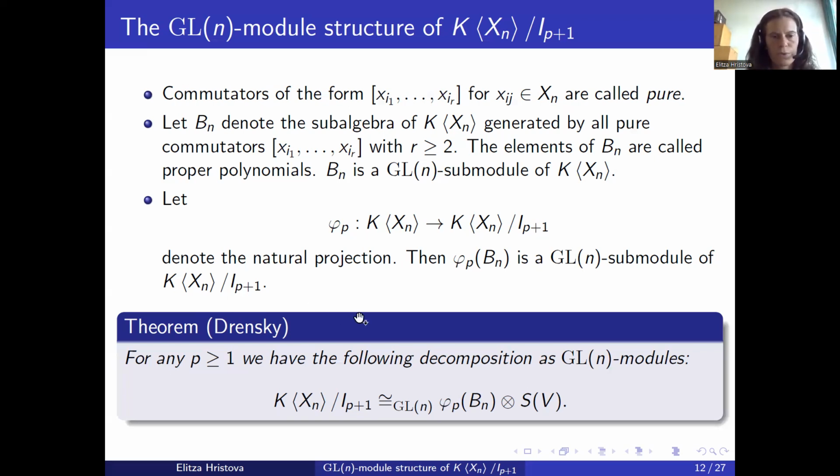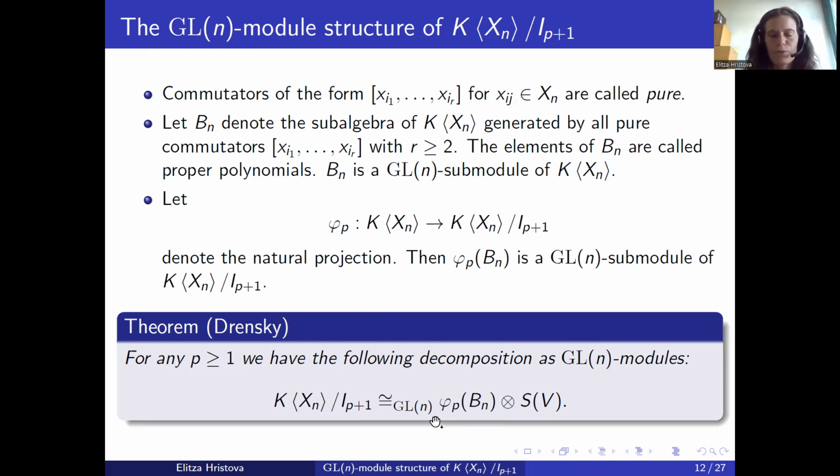And here there is a very useful theorem of Drensky that says that as GLN modules, K of xn mod IP plus 1 is isomorphic to the tensor product of the subalgebra of proper polynomials times the symmetric algebra V. Which means that if we want to determine the GLN module structure of this thing here, it is enough to determine the GLN module structure of the subalgebra of proper polynomials, and then use branching rules for the composition of tensor products in order to determine the GLN module structure of the object on the left. And this is exactly what we're going to do.